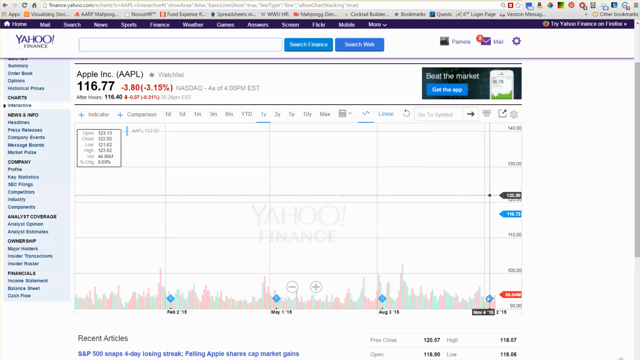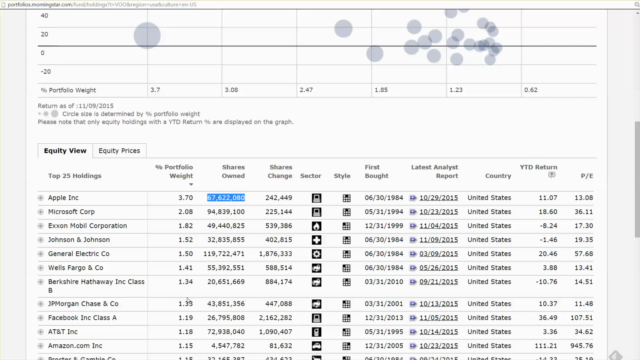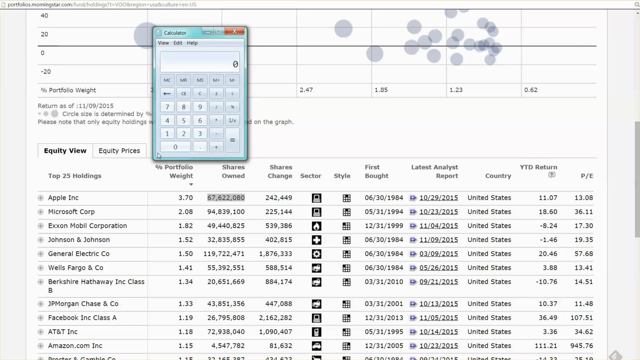Apple recently, just a couple of days ago, paid a dividend of 52 cents a share. So I'm keeping that in mind, and I'm going to pop back over to Morningstar to get the number of shares that they own. So VOO, the ETF, owns 67,622,080 shares of Apple, and Apple just paid a dividend of 52 cents a share. So VOO received a dividend inflow of $35,163,482 on November the 5th when Apple paid its dividend. That's quite a bit of money.